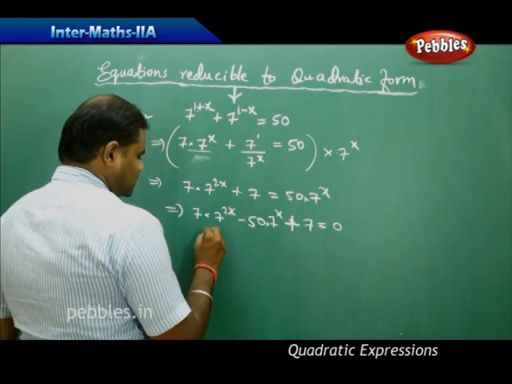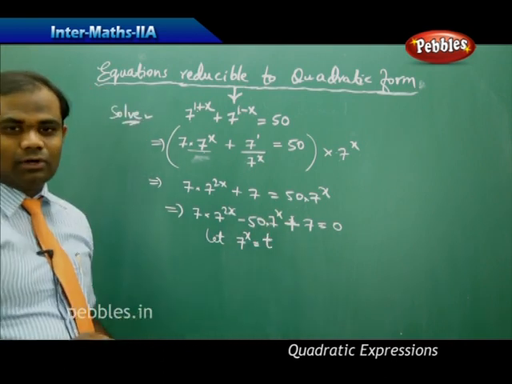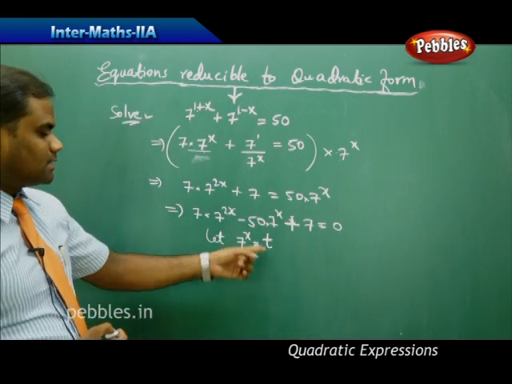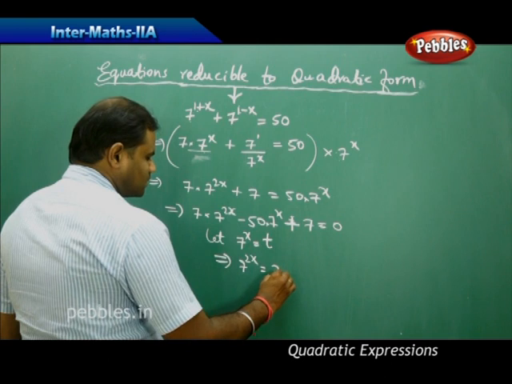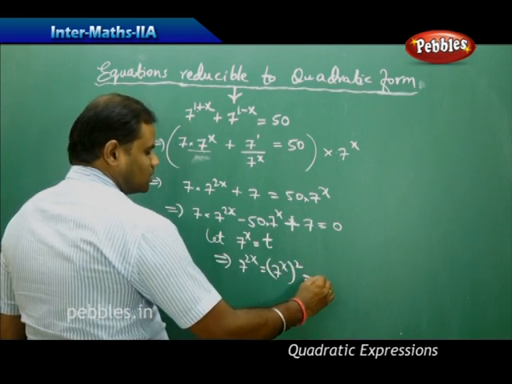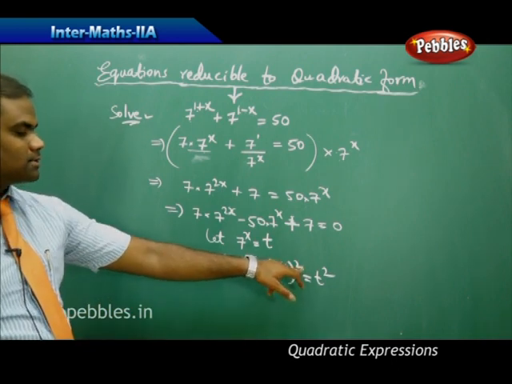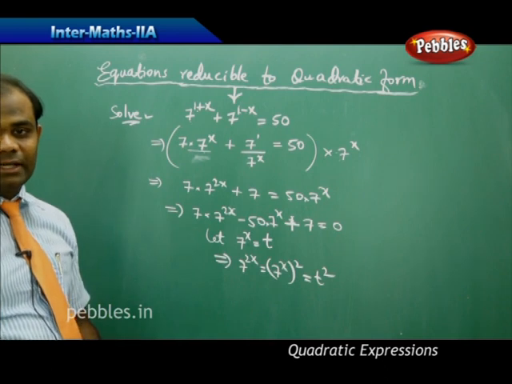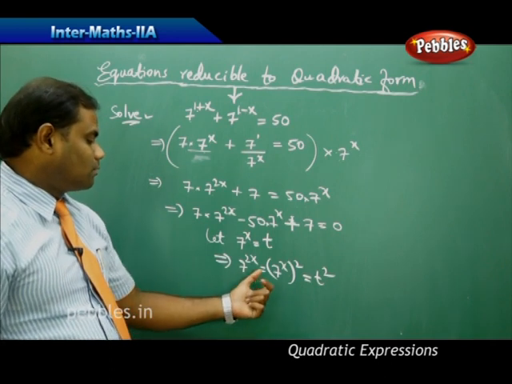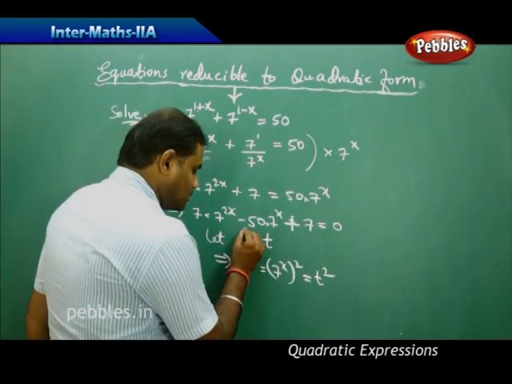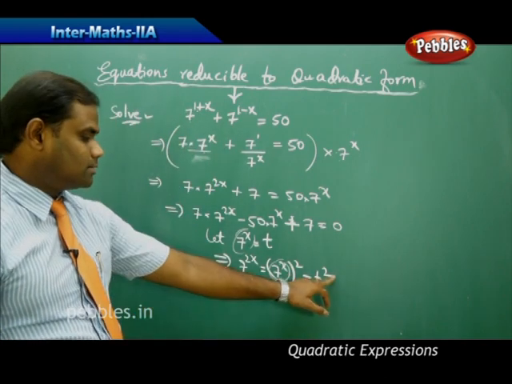So for this, what I do is let 7 power x equal to some t. Then when 7 power x is t, my 7 power 2x is 7 power x whole squared, which is t square. Therefore, I can write 7 power 2x as 7 power x whole 2, using the law of index: a power m whole power n is a power mn. But 7 power x is nothing but t, which is substituted inside the bracket, so t square.